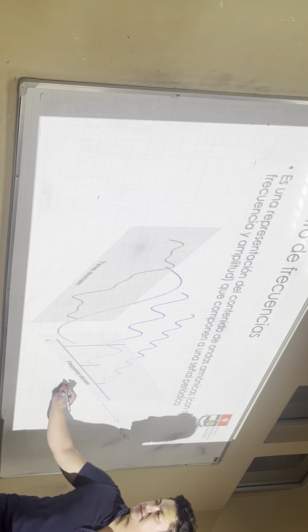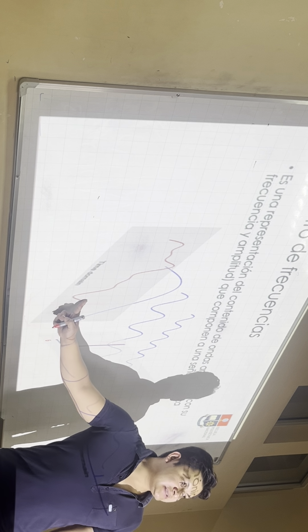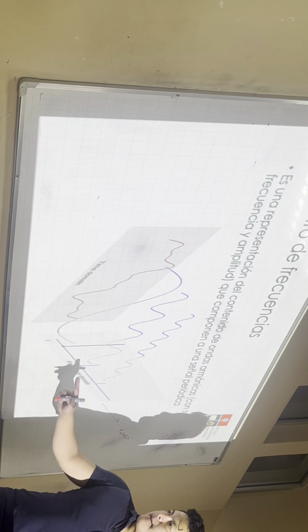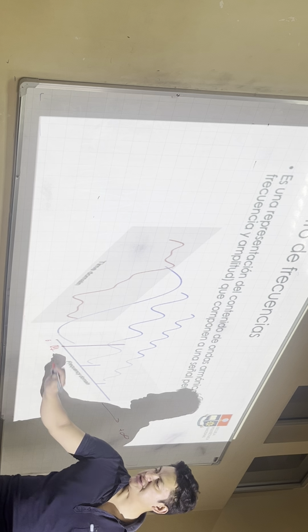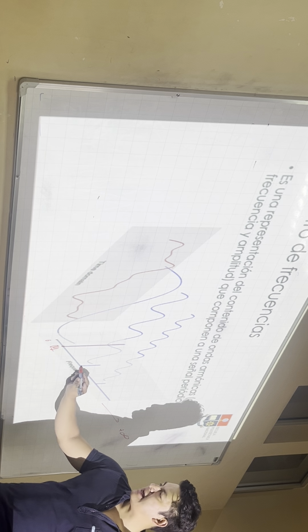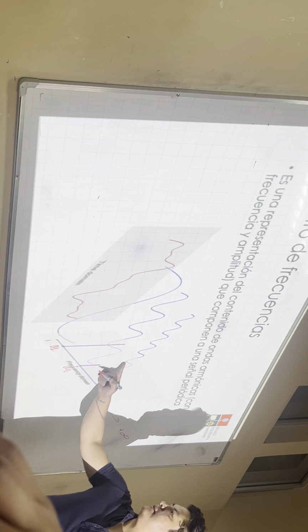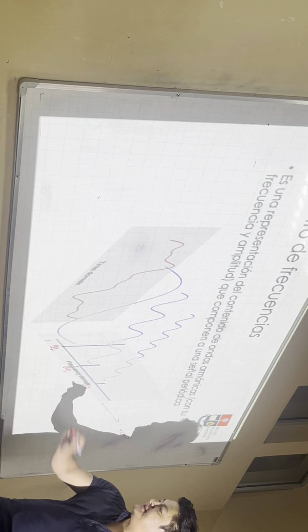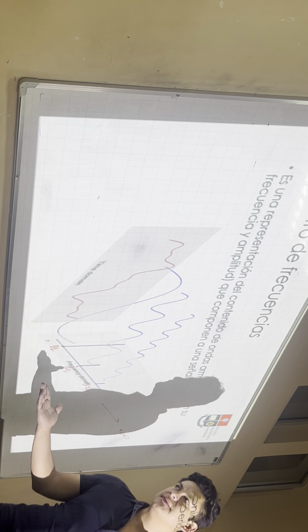What is the meaning of this? Here tells you that this signal is composed by this harmonic that has this amplitude and this frequency, plus this one here, this harmonic that has this amplitude and this frequency, plus this one here that has this amplitude and this frequency. Alright? And this bit here is what we call the spectrum of the signal.